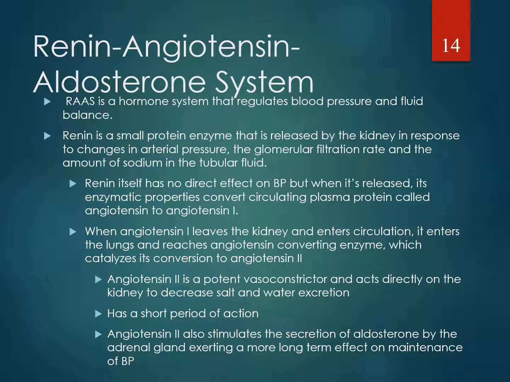Angiotensin 2 is a potent vasoconstrictor and acts directly on the kidney to decrease salt and water excretion. It has a short period of action. Angiotensin 2 also stimulates the secretion of aldosterone by the adrenal gland, exerting a more long-term effect on maintenance of blood pressure. I figured that way you also have it written down where you can see it, and we reiterated it twice because I know that gets confusing when you're looking at it.